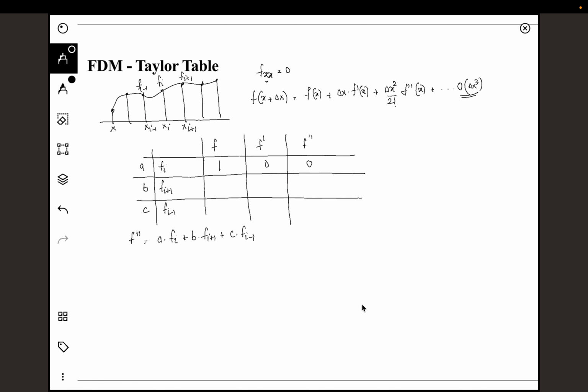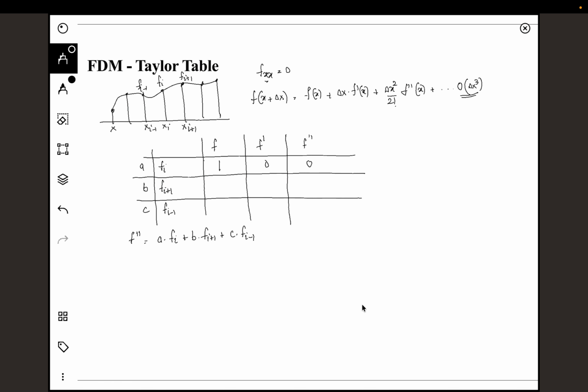On the LHS, I do not have any term for f, so 0 is a plus b plus c. For f prime, I have no coefficient on the LHS, so 0 is, sorry, b minus c times delta x. And for f double prime, I have a coefficient of 1 on the LHS, so 1 equals b plus c times delta x square by 2. So all we need to do is solve this set of equations, which will give me a, b, and c.